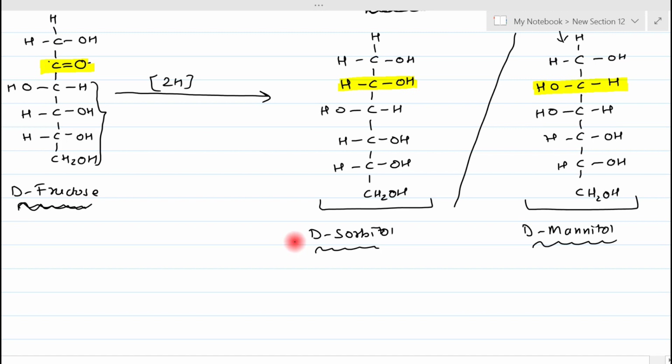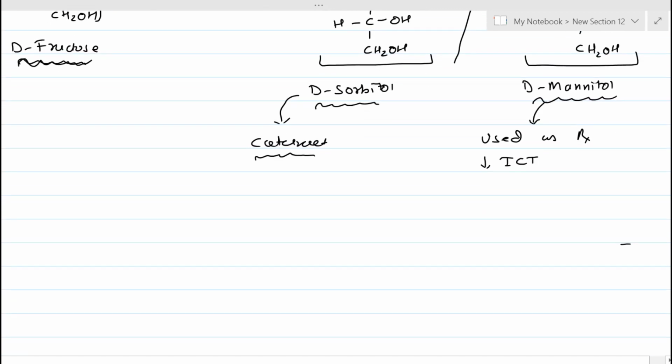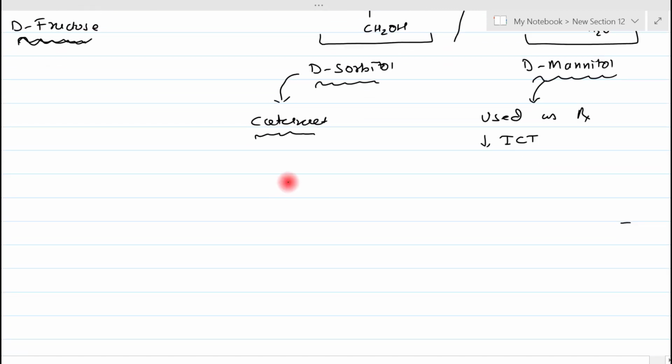Now we had already seen that D-sorbitol can give rise to cataract. It is a responsible agent for cataract formation in diabetes mellitus. How it forms a cataract, we will learn in the metabolism of carbohydrates. This D-mannitol, we had already seen, is used as a drug to reduce intracranial tension. Now let's take some more examples. This time we will not draw their structures.